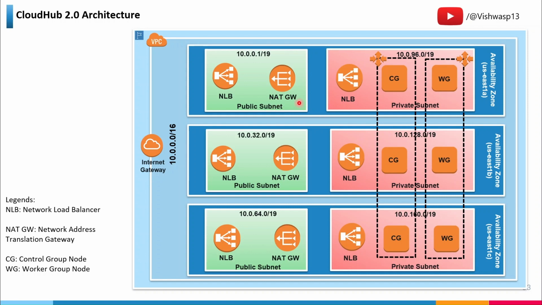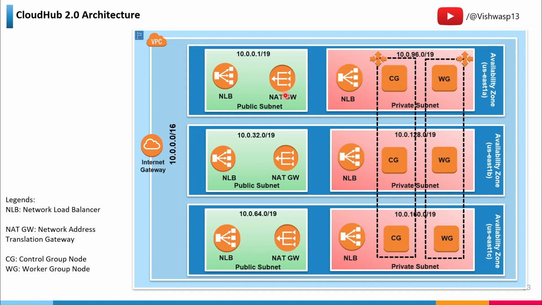This network address translation gateway is connected to the internet gateway, and the job of this gateway is to translate the private IP addresses of the worker group nodes to the public IP addresses so that they can access the internet. Since there are three NAT gateways across three availability zones, you always get three static public IP addresses whenever you create a public private space, and this would remain as long as the private space is working. Once deleted, these static IPs are lost.